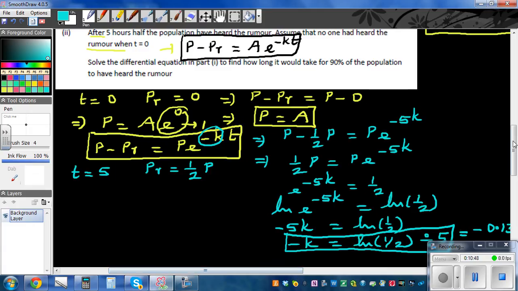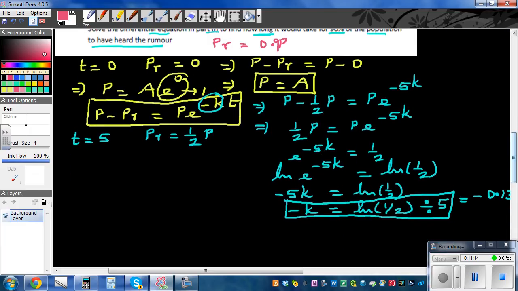So we're almost there. Now the question is, solve the differential equation in part A to find how long, that means you have to find the time, it would take for 90% of the population to have heard the rumor. So here, what are they saying? Here, PR is 90%, which is 0.9P. Okay, so now we can change the equation like this. P minus PR is P times e to the power minus 0.1386t. So now the question is, what is t? After how many hours your PR becomes 0.9P.